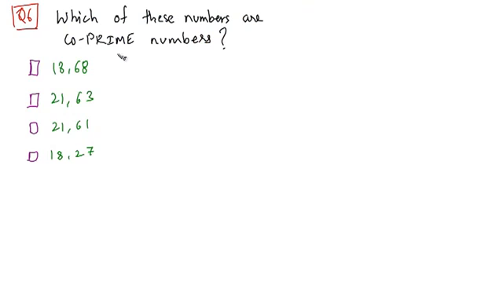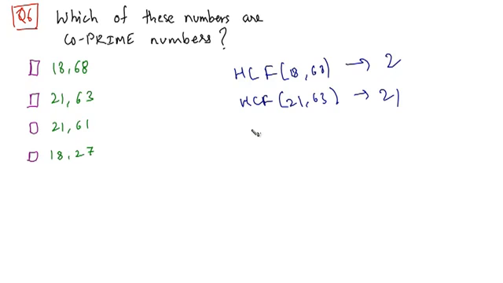The final question: which of these numbers are co-prime numbers? If you recall, the highest common factor of co-prime numbers is 1. So the pair of numbers whose highest common factor is 1 are co-prime numbers. If you calculate the HCF of 18 and 68, it would come out as 2. The HCF of 21 and 63 would come out as 21. And the HCF of 21 and 61 is 1, and the HCF of 18 and 27 is 9.